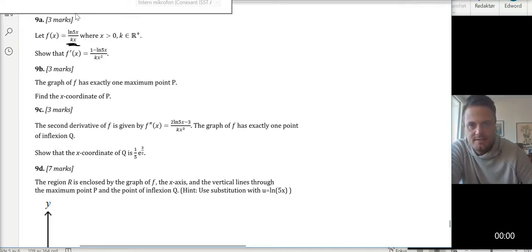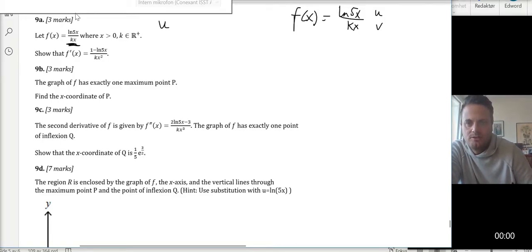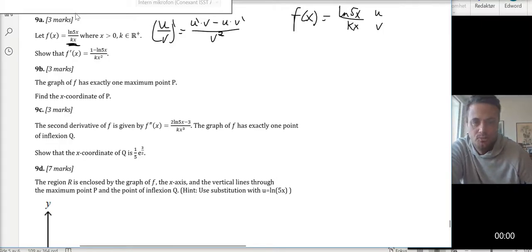And in the first exercise there, we have this function f of x is equal to ln of 5x divided by k times x. And we should then find the derivative, and we have to use the fraction rule. I would call it quotient rule here, right? And remember, the quotient rule for differentiation is u derivative times v minus u times the derivative of v, divided by v to the power of 2.